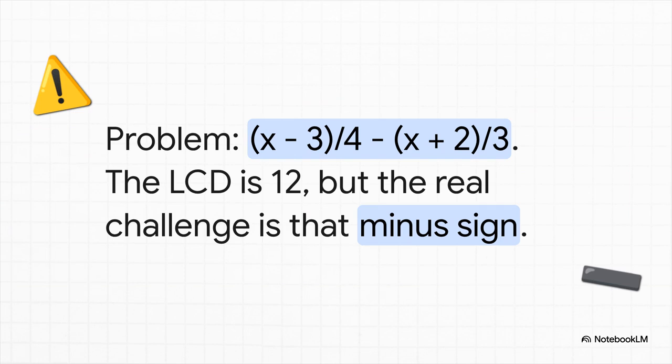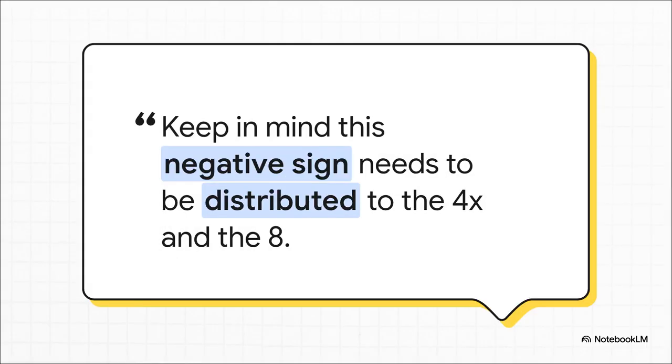Okay, let's try another one. This time, our denominators are just the numbers 4 and 3, so our LCD is going to be 12. Easy enough. But wait. There's a trap here, and it's that little minus sign sitting right in the middle. This is where almost everybody makes a mistake. And this is the absolute key.